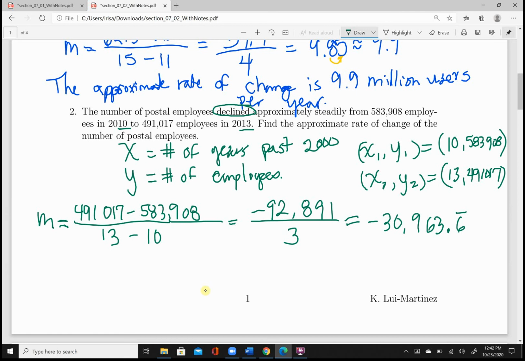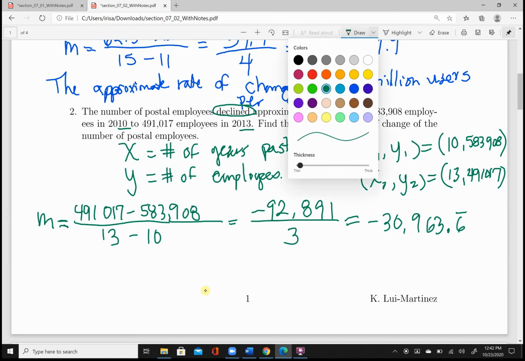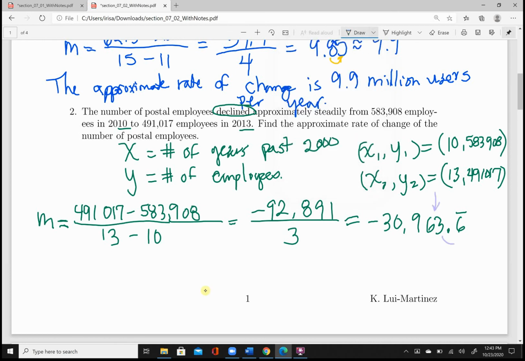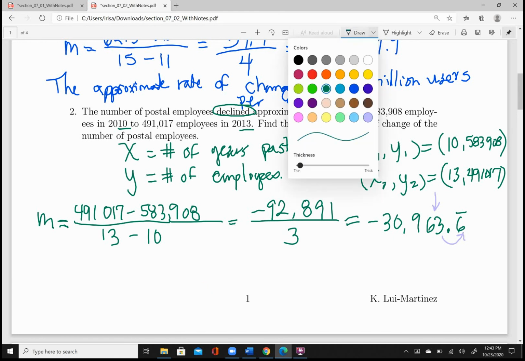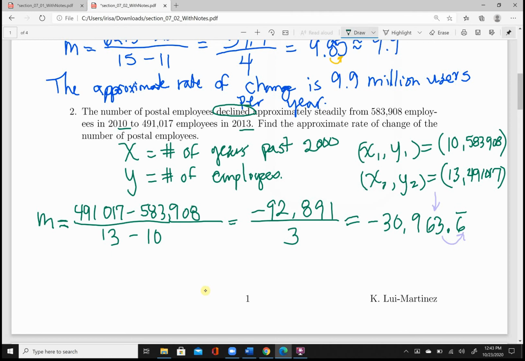So we're going to bump this up by 1, basically, because this decimal value is 6, and when you're rounding to the nearest whole and the next decimal place is 5 or larger, then that means you're going to have to check in with the neighbor. You're a 6, you're 5 or larger, so that means the 3 gets bumped up by 1. Okay, so therefore this will be approximately negative 30,964 people.